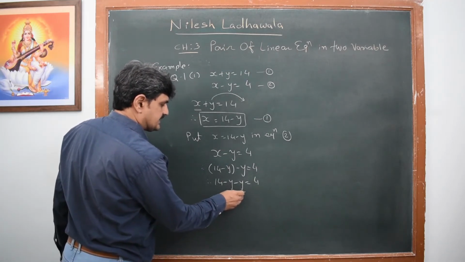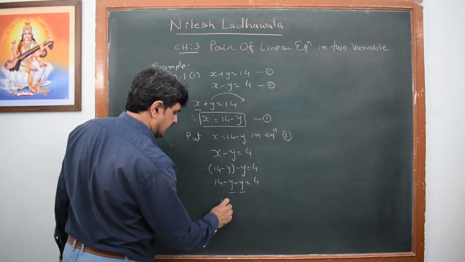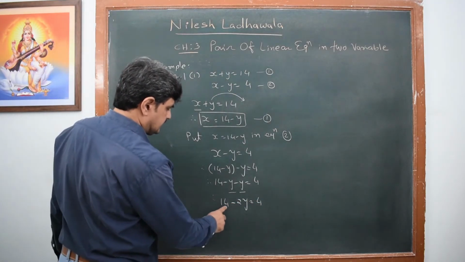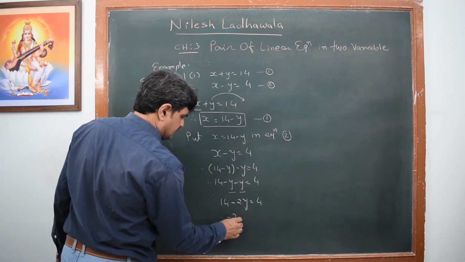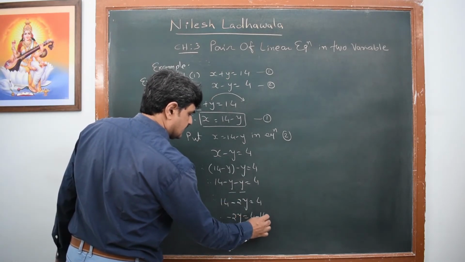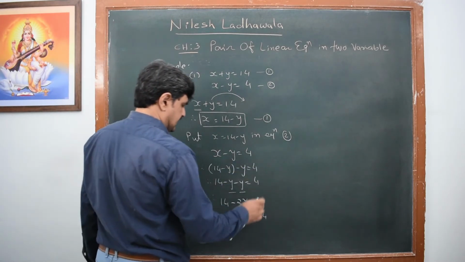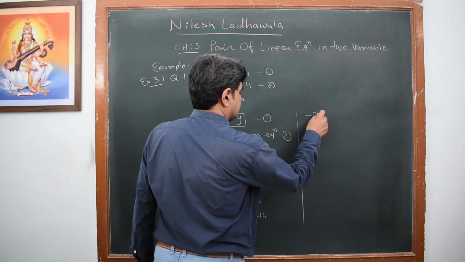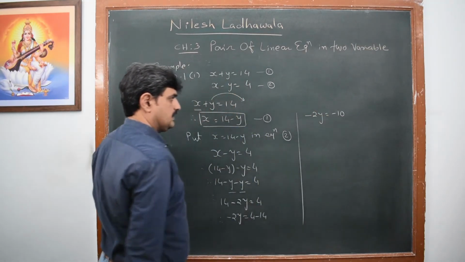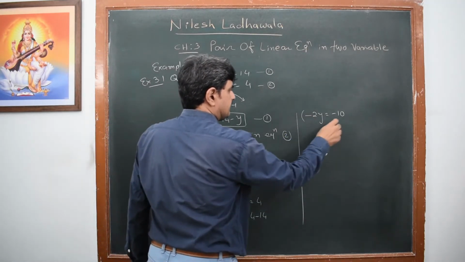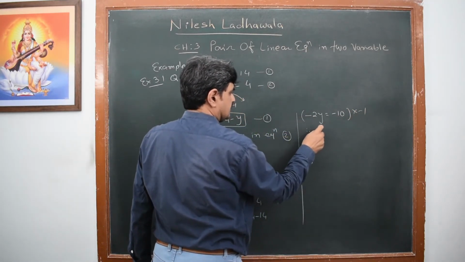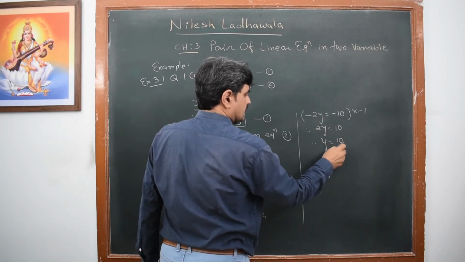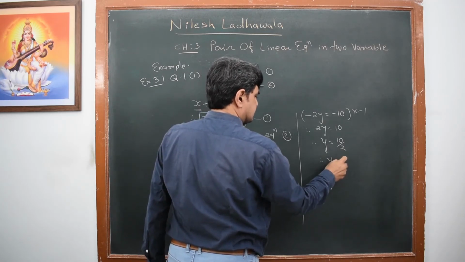Now minus y and minus y are like terms, so it can be simplified as minus 2y. Now I will take 14 on the right side, so I have minus 2y is equal to 4 minus 14. And 4 minus 14 simplifies to minus 10. So I have minus 2y is equal to minus 10. If I multiply it with minus 1, I will have 2y is equal to 10. And hence y is equal to 10 upon 2, that is 5.